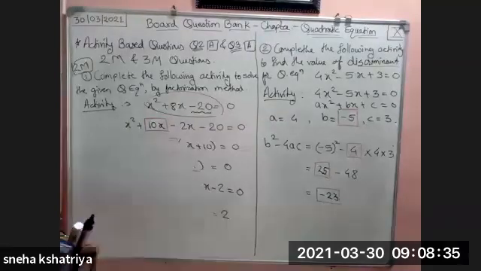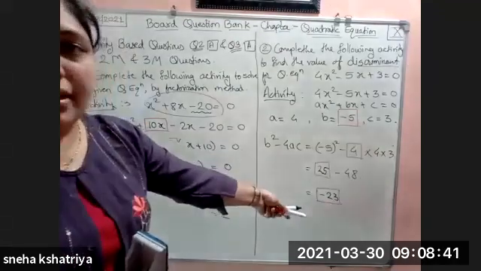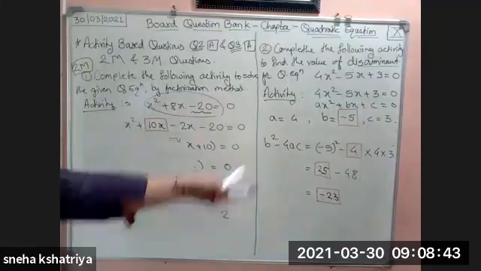You don't have to solve it further. They have told you to only find the value of the discriminant, and your answer is here already. They have not given any further steps.